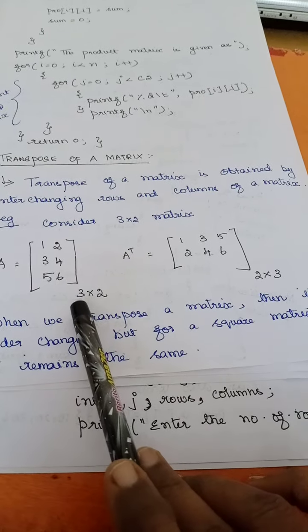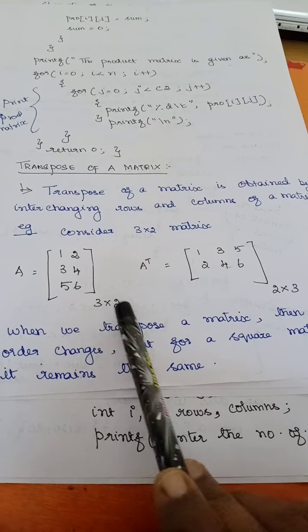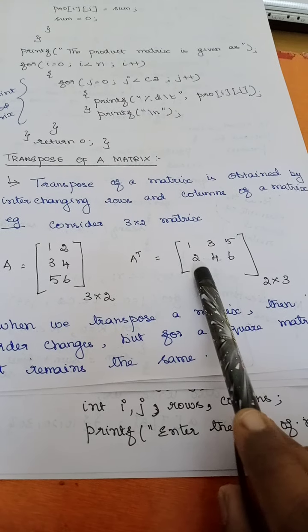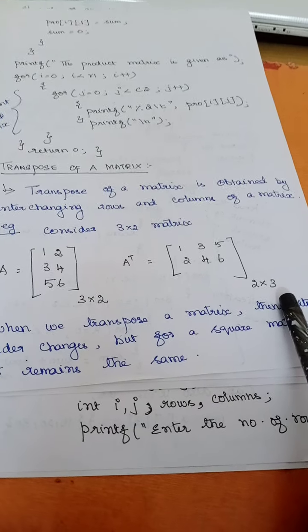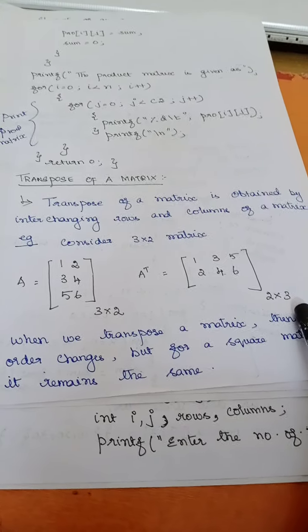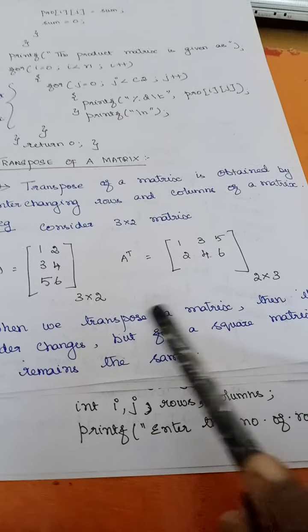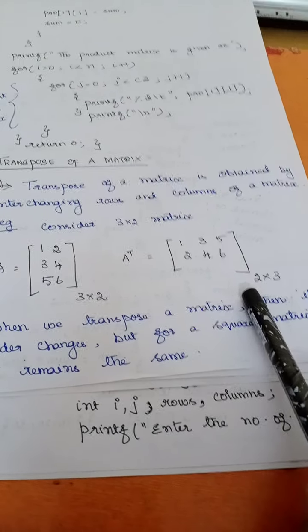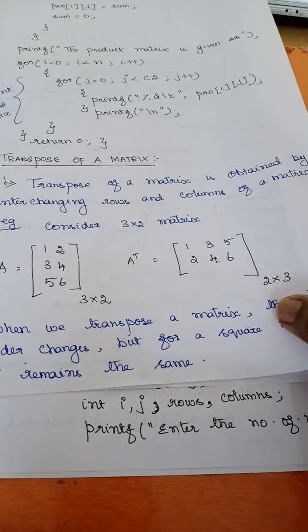So when you have the order as 3 by 2, 3 by 2 means what? 3 rows and 2 columns. So in the transpose you will have just the opposite: 2 rows and 3 columns, right? So here the order is going to be changed, but only for a square matrix the order is going to be the same even for the transpose matrix, right?